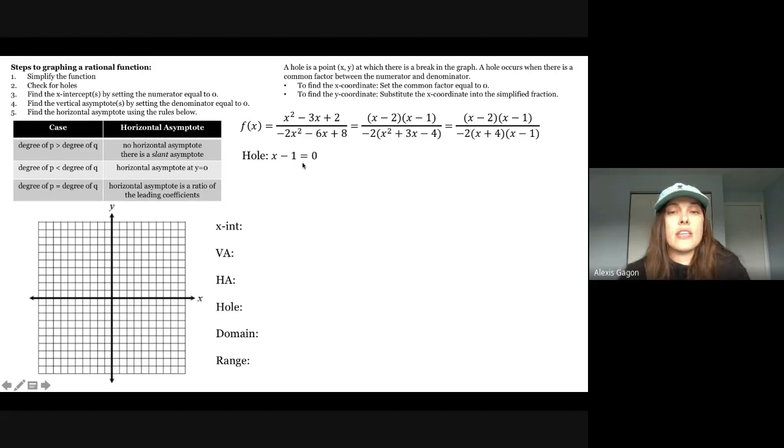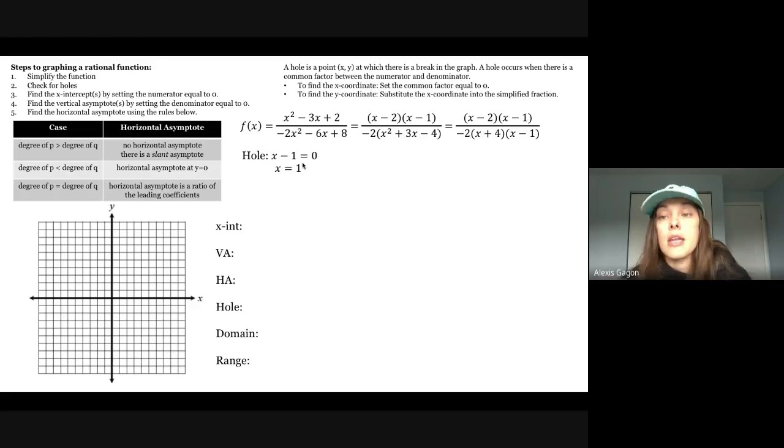This is why I find the holes first. I think it makes more sense to find them at the beginning, because right from the get-go, you'll see if something can cancel. Okay, so that means the hole is at x minus 1 equals 0, so the hole's at x equals 1.